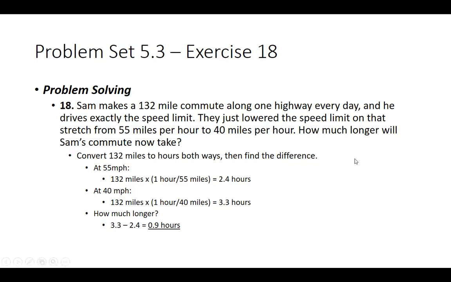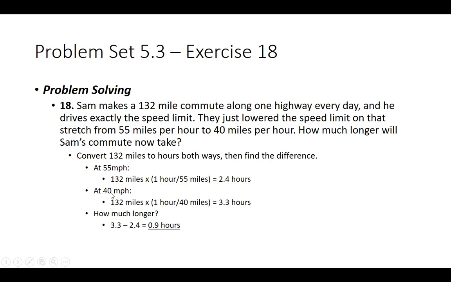So first, at 55 miles per hour, we would need miles on the bottom and hours on top to cancel out miles and leave us with hours. So our conversion factor is 1 hour over 55 miles. Miles cancels, leaving us with hours. 132 times 1 divided by 55 gives us 2.4 hours at 55 miles per hour.